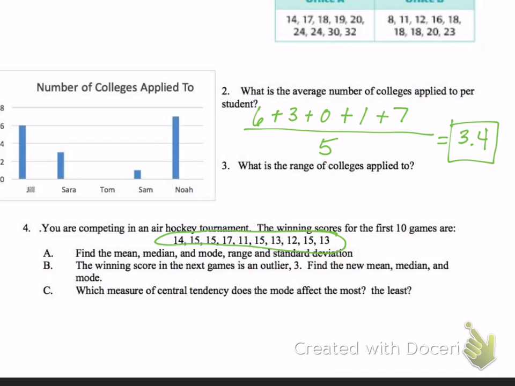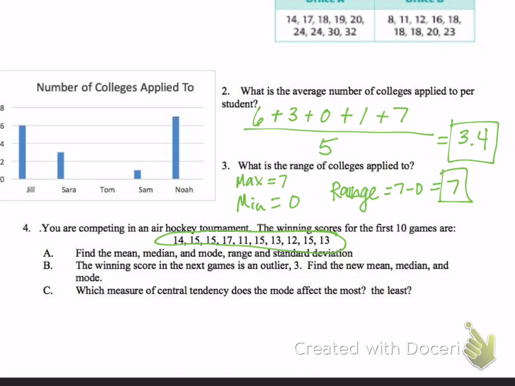Okay, let's go back to number 3 really quickly. It says, what is the range of colleges? Noah had the most colleges applied to, that was what? So my max is 7. And my min, what was the least number applied to? 0, so my range is one number. Do not say that it is from 0 to 7. Your range is not 2 numbers, it is one number. It is 7 minus 0, which is 7. So my range would be 7. Remember that. You might want to make yourself a note. Range is only one number, not 2.